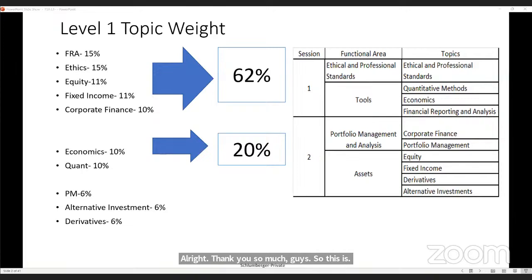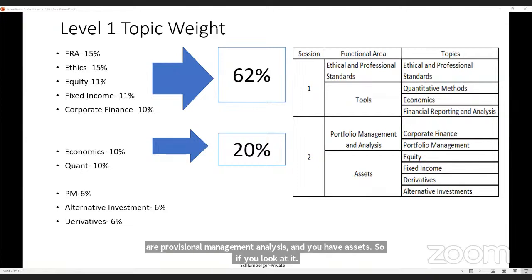I quickly shared some topic weights with you guys, right? Your level one is about 10 topics. These are not sacrosanct weights, just something within a range. The weights are usually a range. Your functional areas are now four: ethics and professional standards, tools, professional management analysis, and assets. These are just general.